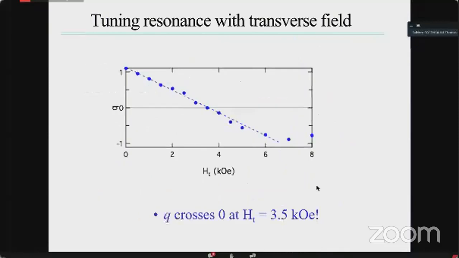And so this is Q mapped out for a series of transverse fields. I just picked out those demonstration plots to show you the evolution. It effectively seems to go roughly linearly through 0, with 0 at about 3.5 kilogauss. And I'll discuss this in a little more detail in a second.